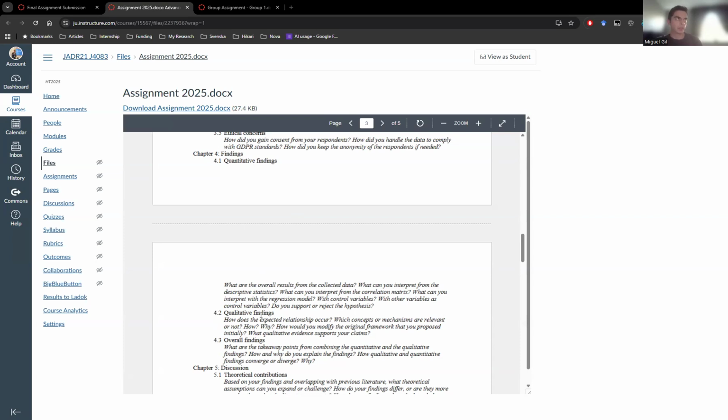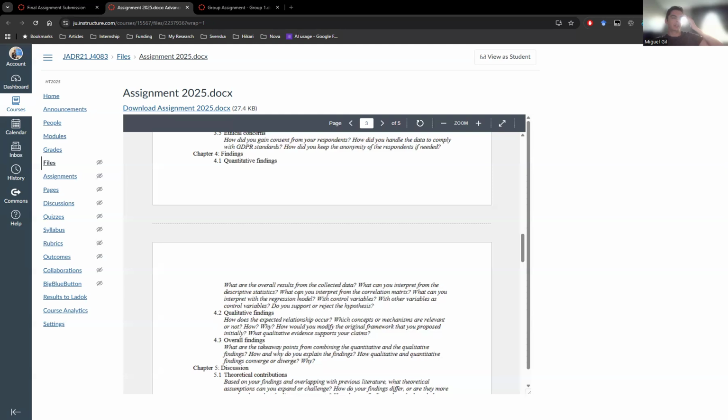This chapter is more or less divided in two big sections and one small conclusion, because we have two types of findings, the quant and the qual. The quant findings, I think, are very easy to write because everything is very clear. It's about numbers, how you interpret these numbers and the results. I think you already did it in your lab too.